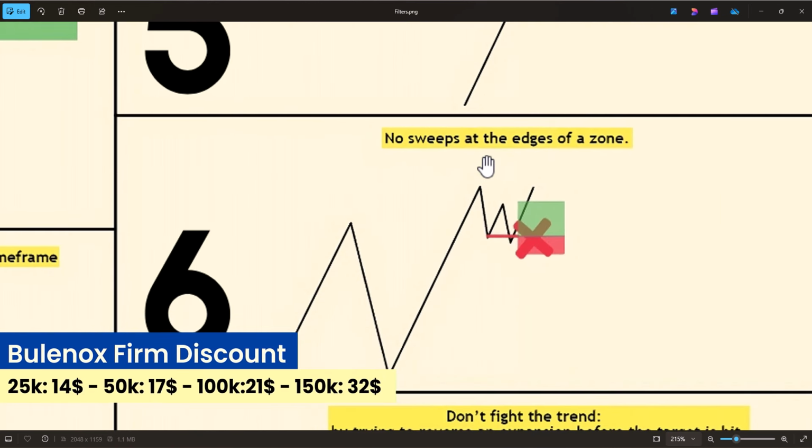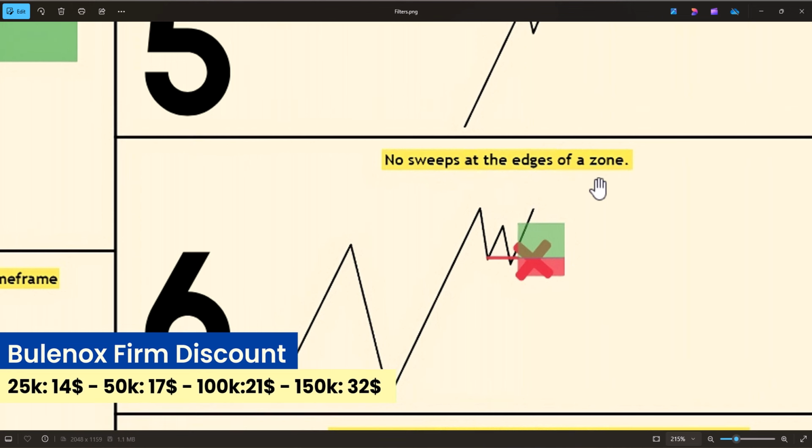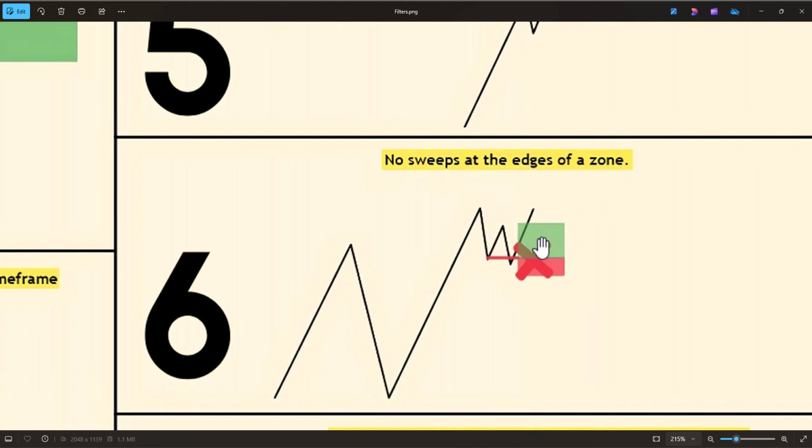This one is also important. No sweeps at the edges of a zone. DTFX refers to this as zones at the top of the range or the bottom of the range is likely to get liquidated.